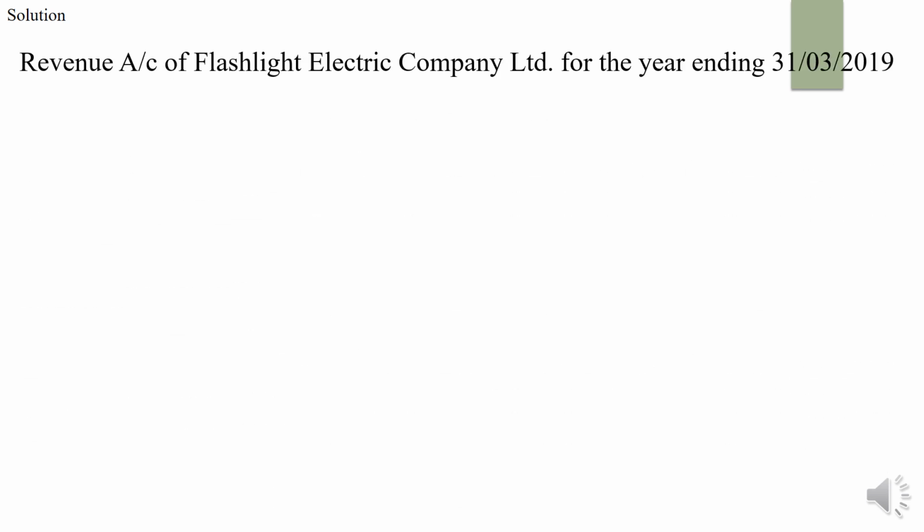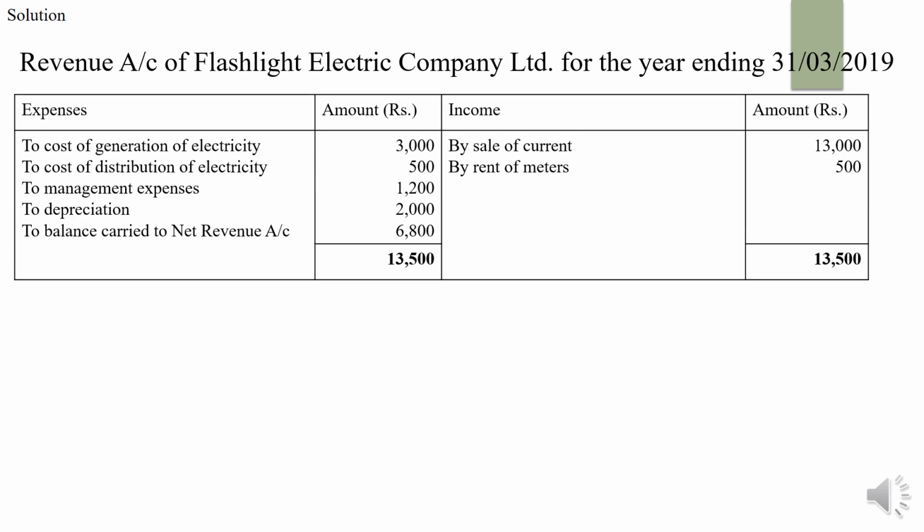Okay, now let us prepare the revenue account of Flashlight Electric Company Limited for the year ending 31st/3/2019. This is the revenue account. Cost of generation of electricity 3,000, cost of distribution of electricity 500, management expenses 1,200, depreciation 2,000. These are the expenses. On the income side we have sale of current 13,000, rent of meters 500. So the total of the income is 13,500. And here we have a balance of 6,800. This balance goes to the next account, that is net revenue account.